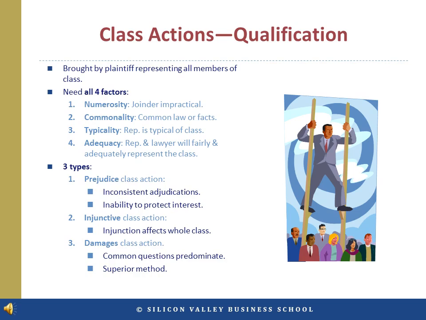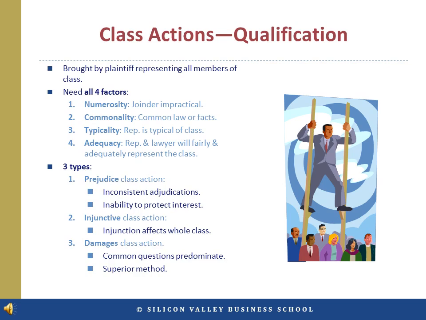Numerosity. Firstly, the class must be so numerous that joinder is impractical. There's no magic number here, it's whatever is impractical for the court. Obviously, 100 plaintiffs is too many, but 20 plaintiffs might be arguably practical for joinder instead of class action. Commonality. The second requirement is that the claims involve common questions of law or fact. Typicality. The representative plaintiff must be typical of the class. And the fourth and final factor is adequacy. The representative and the lawyer must fairly and adequately represent the whole class.